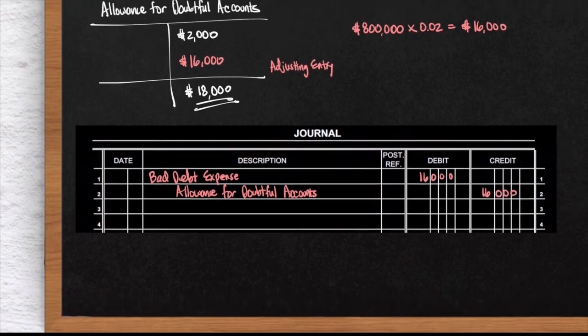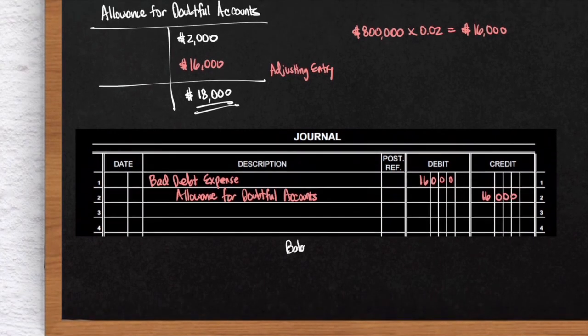Be careful because sometimes your starting balance will be on the other side, okay? So your ending balance may not be $18,000. So just be careful if there's any existing debit or credit balances under the allowance for doubtful accounts. And that's why I like to do the T account.